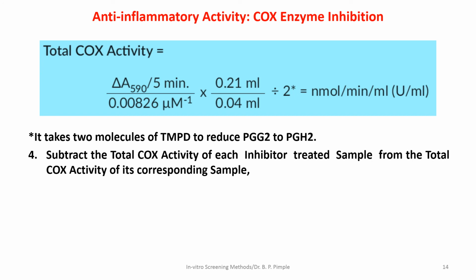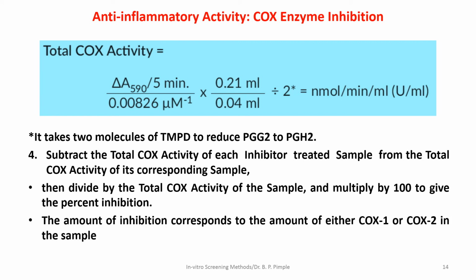Suppose now here we have tubes wherein we have added the COX inhibitor and the sample, and also we have the activity of sample alone with the COX enzyme. That means COX enzyme, COX inhibitors, and the sample. The second well is COX enzyme and the sample. So you need to subtract the total COX activity of inhibitor treated sample from total COX activity of its corresponding sample.